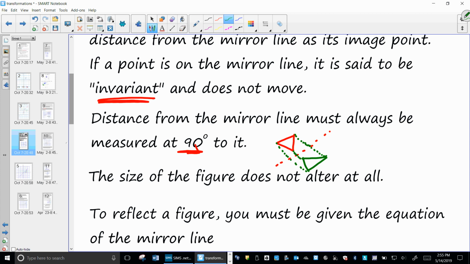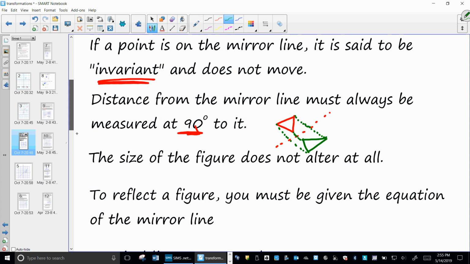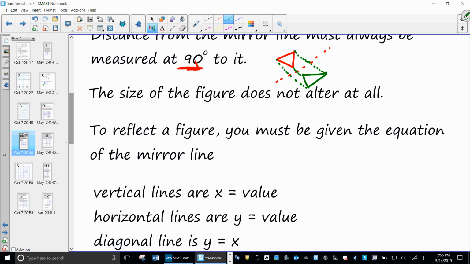Okay, so the size needs to be exactly the same for both your original and your image. I think I said to you the other day, when you're drawing these things, try and draw them as accurately as possible. It doesn't have to be perfectly accurate, but as best you can. If one shape looked like this, your other shape is not going to be looking like this.